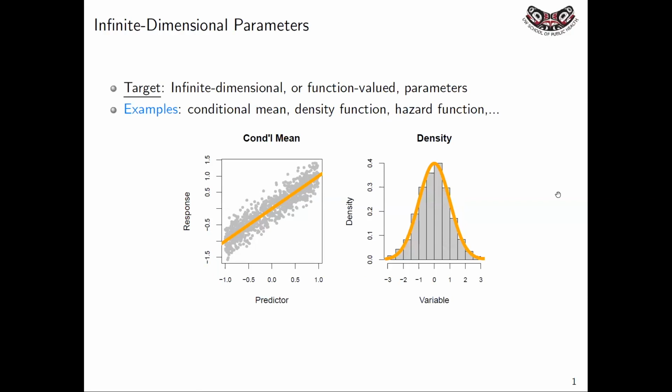So here's the problem, that we want to test basically some infinite dimensional or function valued parameter. And you can think of many examples of this. You might want to test the conditional mean. You might want to test the density. So for example, the conditional mean, you want to test whether the conditional mean is 0 or not. Density, you want to test whether density belongs to a particular class of distributions or not.